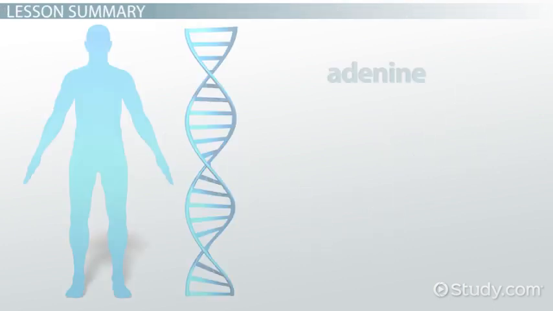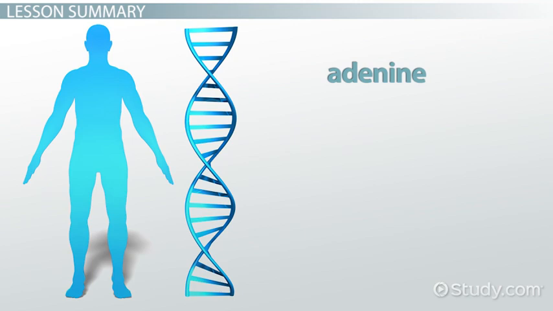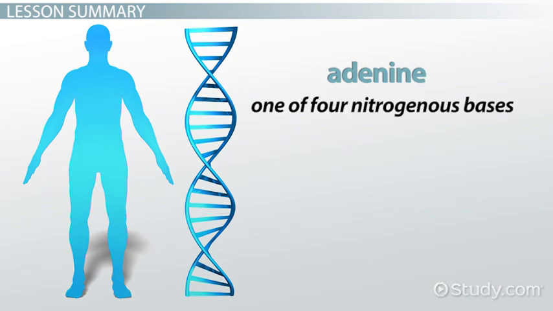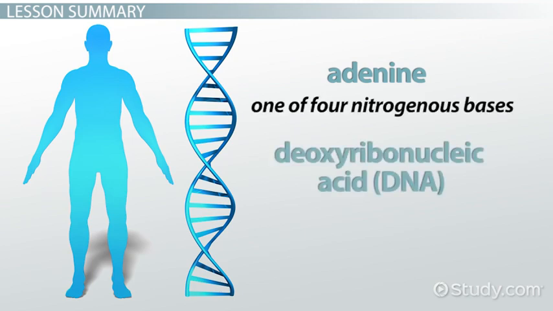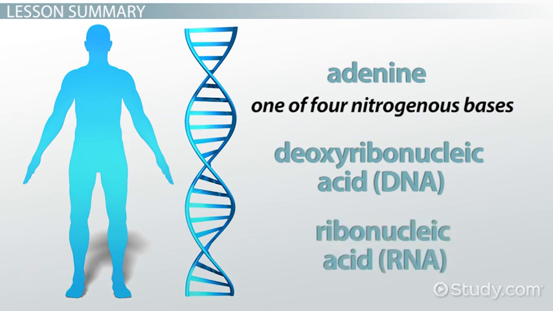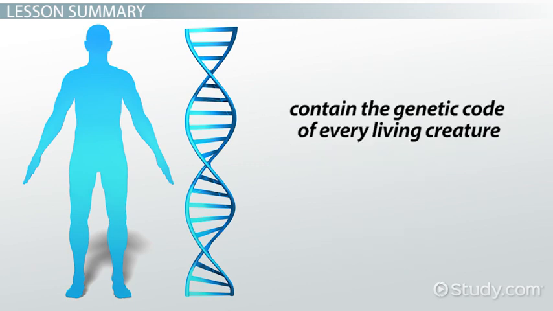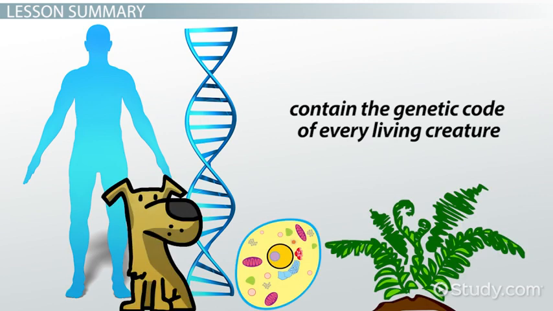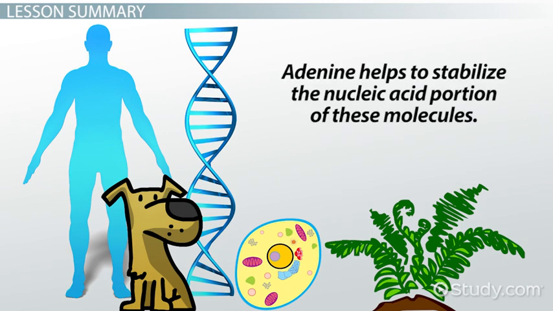Let's review. Adenine is an important building block for life. It is one of 4 nitrogenous bases found in deoxyribonucleic acid and ribonucleic acid, DNA and RNA. DNA and RNA contain the genetic code of every living creature, including humans, plants, animals, fungi, and many microorganisms. Adenine helps to stabilize the nucleic acid portion of these molecules.